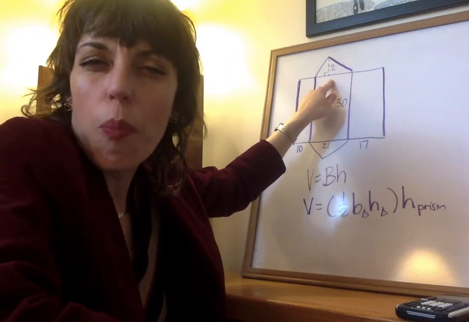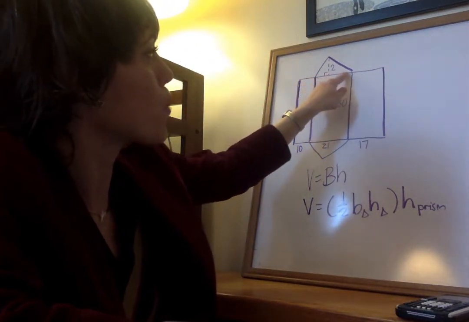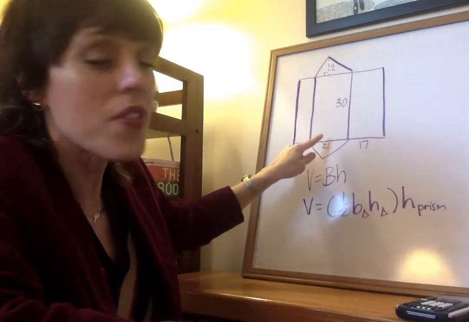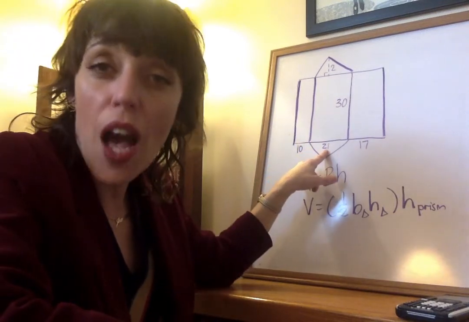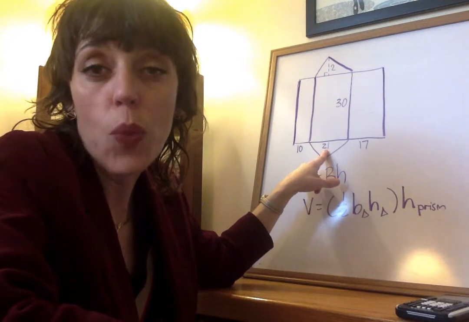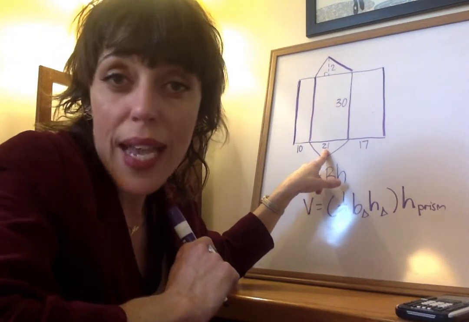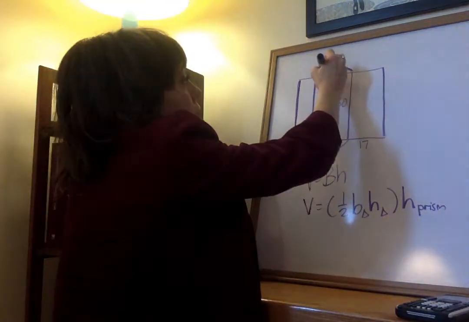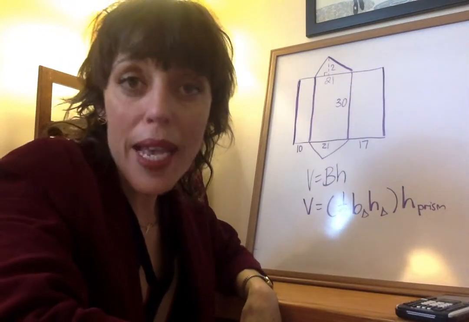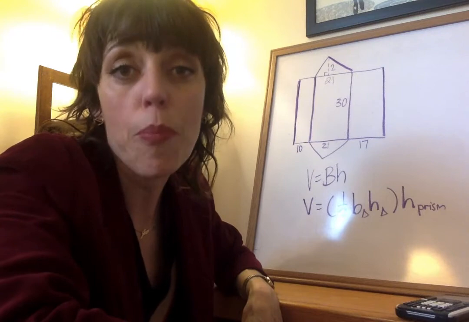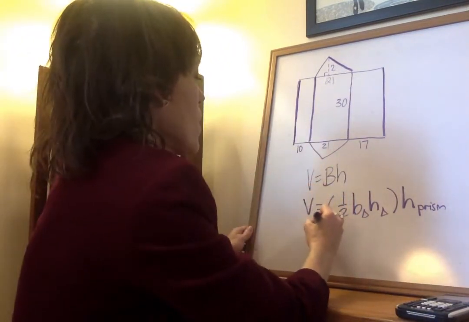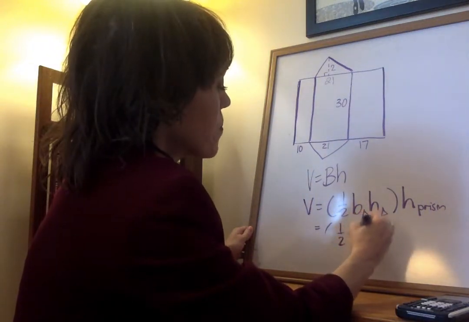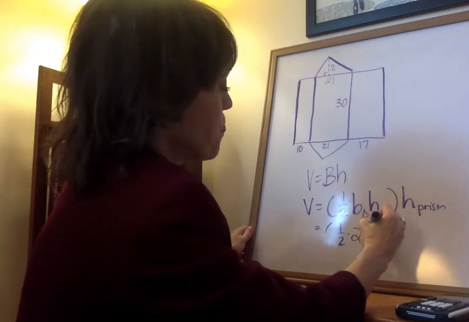Now let's think about what the base would be. So I see the base of my triangle is right here. There's no measurement there, but if I look at this rectangle that's part of this lateral surface, down here on the other side of this rectangle, I have a length of 21. Now, I know in rectangles, opposite sides are congruent. So if this is 21, so is this. And that means the base of my triangle is 21. So I'm going to go ahead and put that into my formula. So volume is 1/2 base of my triangle, which we said was 21, times height of my triangle, which we said was 2.